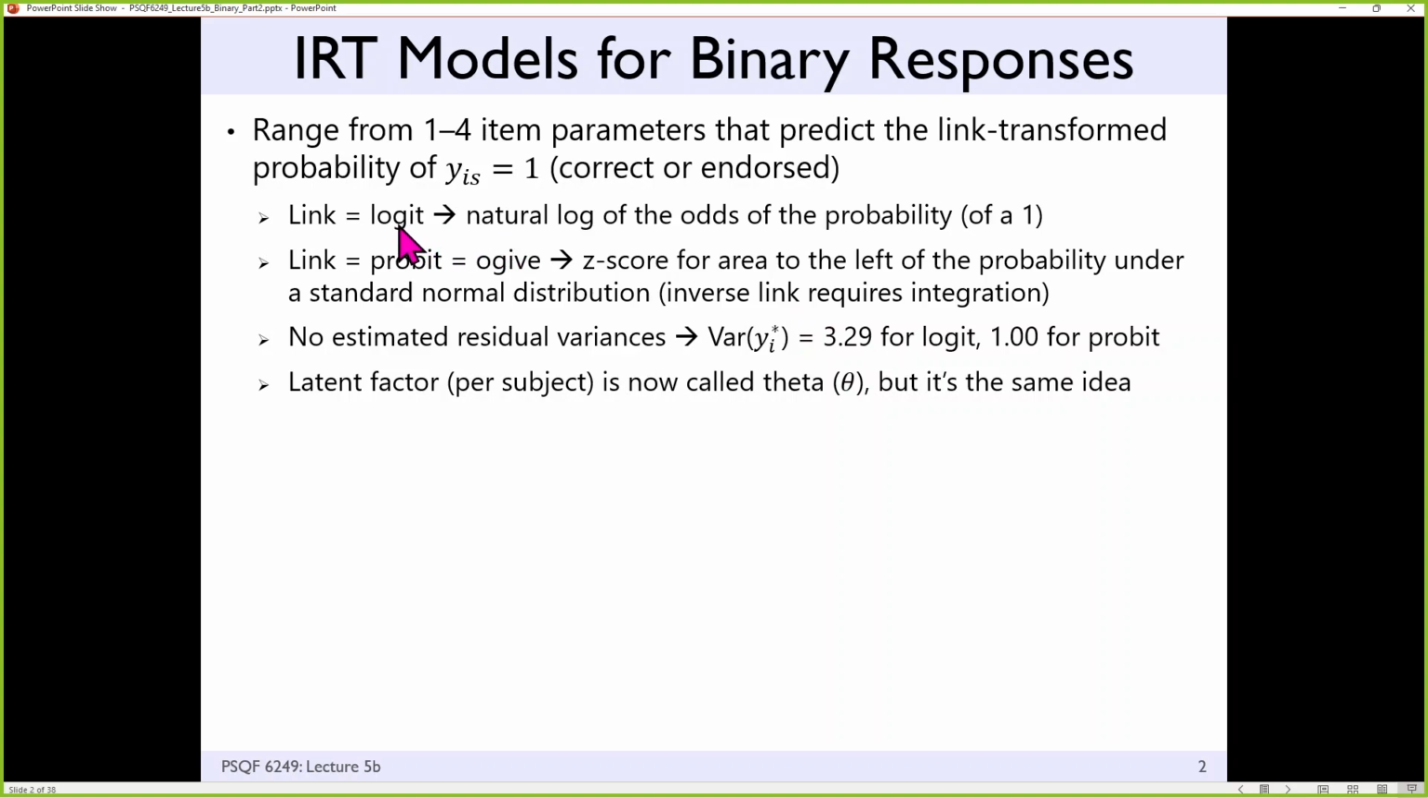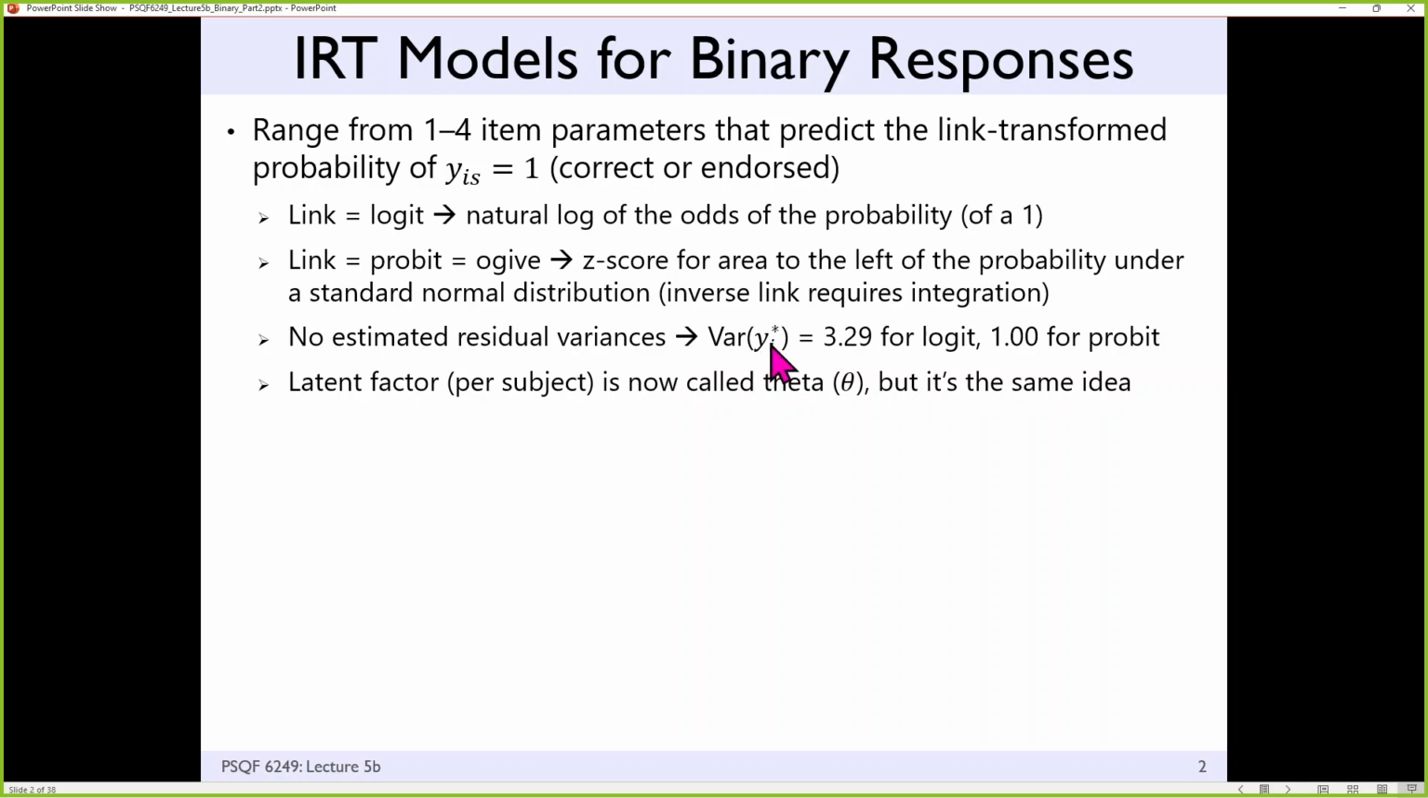How do I go from logits to probabilities again? What's my inverse link function for that? If I have a logit, how do I turn it into a probability? It's e to the logit over 1 plus e to the logit. That's my inverse link function. And we don't have any residual variances like we did in CFA. They're gone because they're not estimated quantities in categorical data.